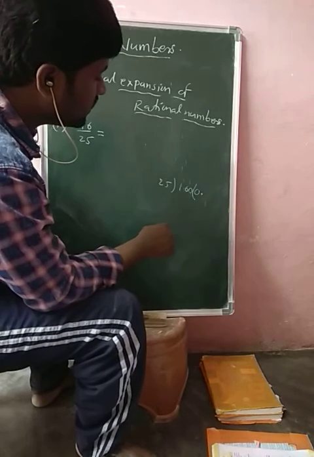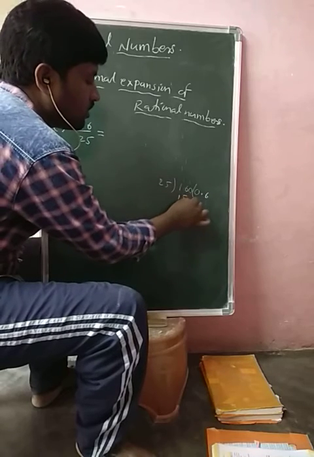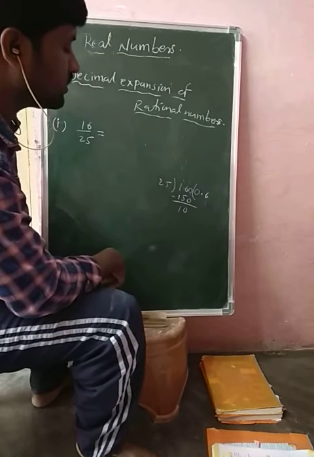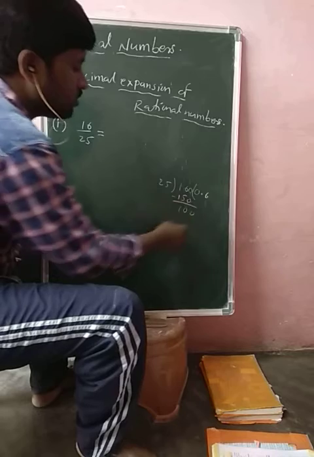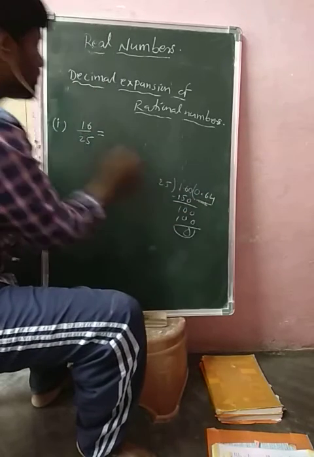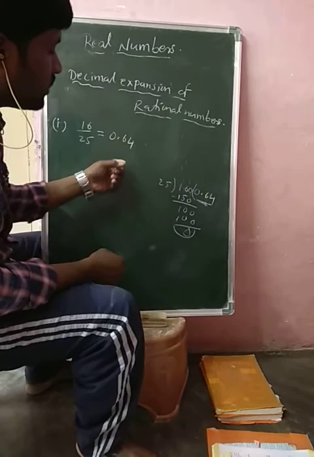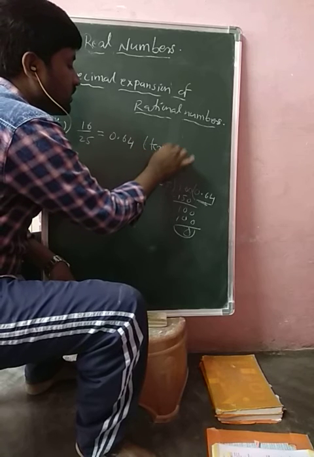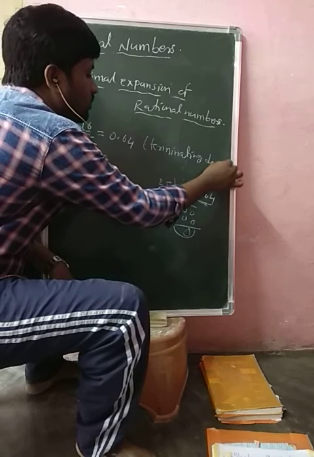25 4s are 100, 25 6s are 150. By doing subtraction we get 10. Now your point is there, take 0, 25 4s are 100. So clearly what is the decimal expansion of 16 by 25? That is 0.64. Its decimal expansion terminates. Okay now, terminating decimal. Okay.